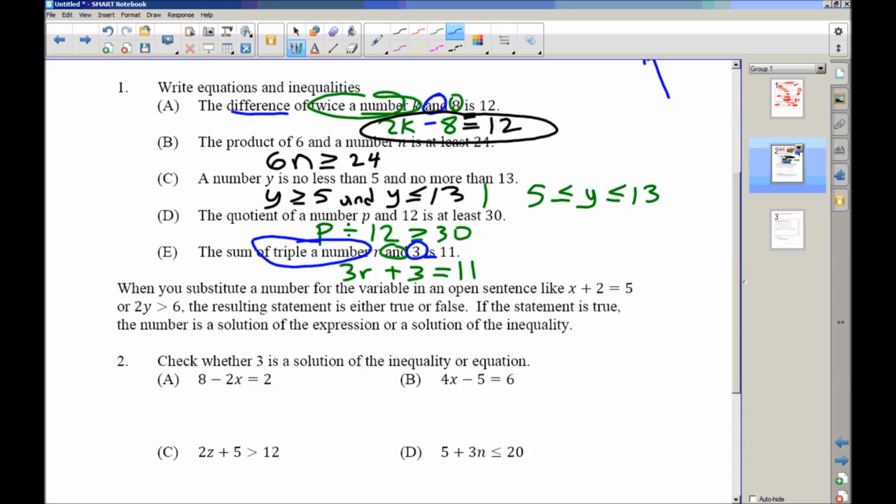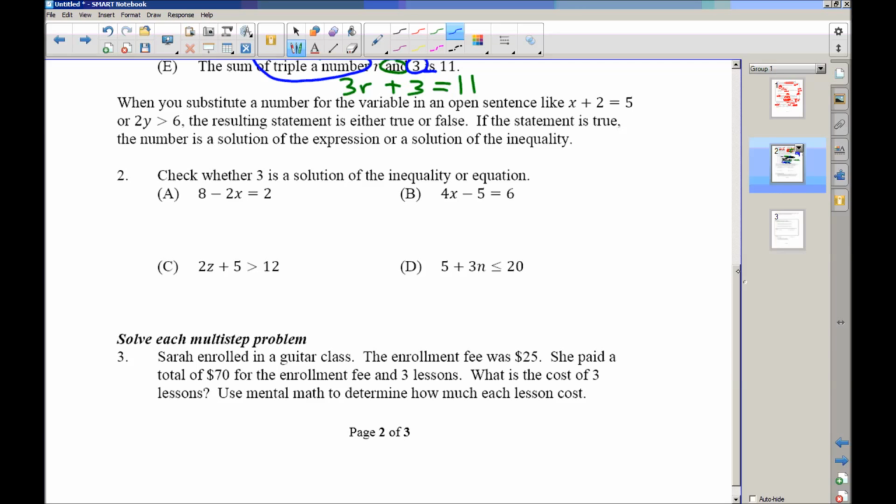So in number 2, we're supposed to check, is 3 a solution for these open sentences here? So we wanted to see, does 3 make these work out? So let's check. So our final answer here is going to be yes or no, but you must show work, okay, for the check and see.